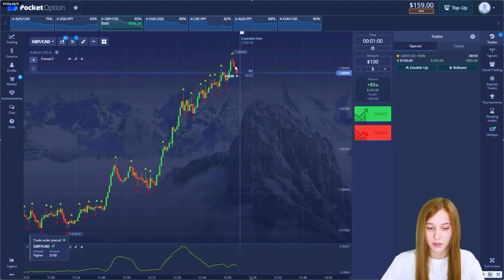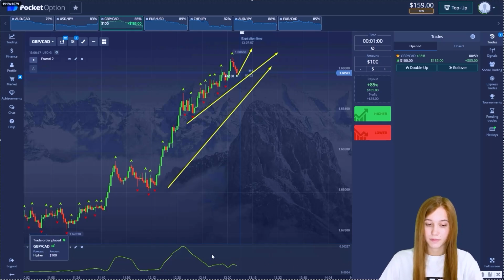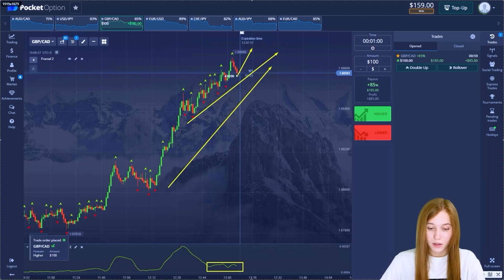I think the deal will be plus 4 candles. Here you go. We see a fractal was formed. Our intensity is low.